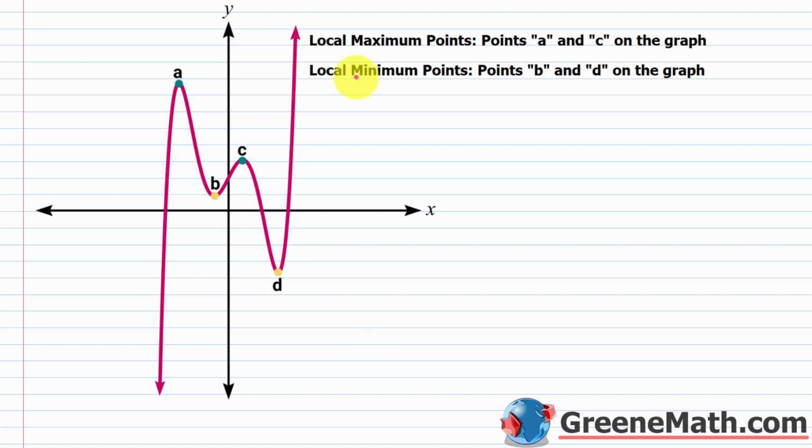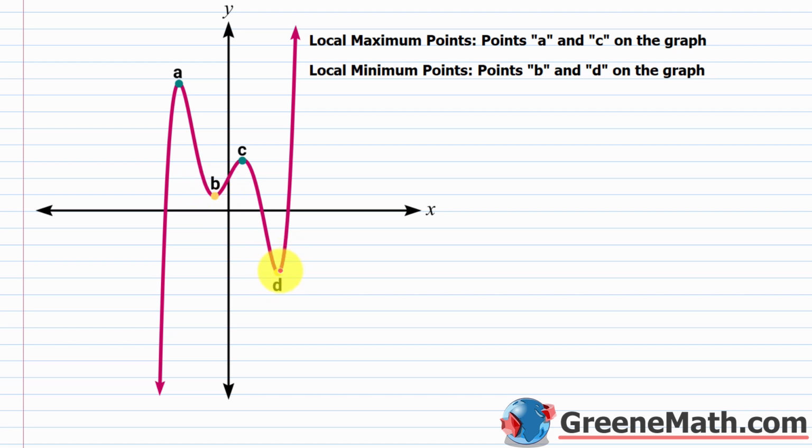All right, the other one, we talk about local minimum points. So points B and D on the graph. Notice how that looks like a valley here and a valley here. Again, we're not saying that the y value here is the smallest on the whole graph. It's just in a local viewing window. You can see that the y value here is less than those around it. Same with the y value here. It's less than those around it.